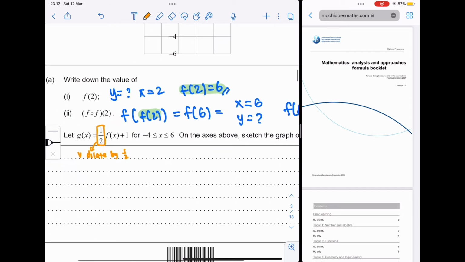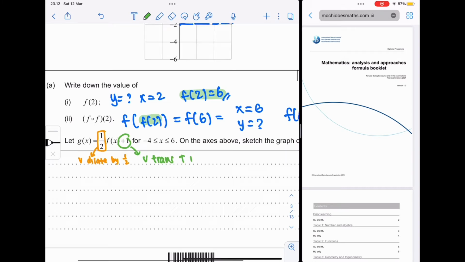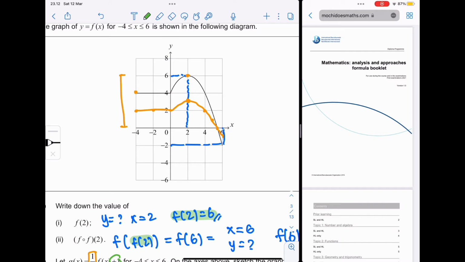And then after that, we have +1. If you add a constant at the end of a function, this indicates a vertical translation. Here, vertical translation upwards by 1. So the orange line needs to be translated upwards by 1. From 2 it becomes 3.